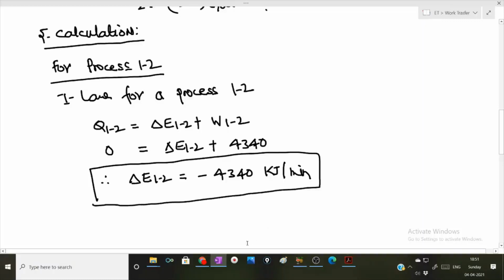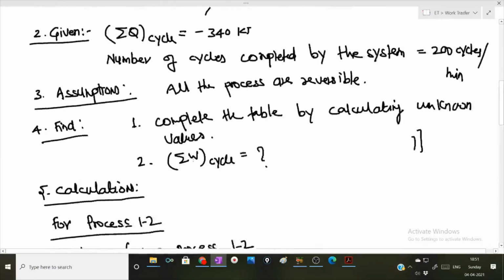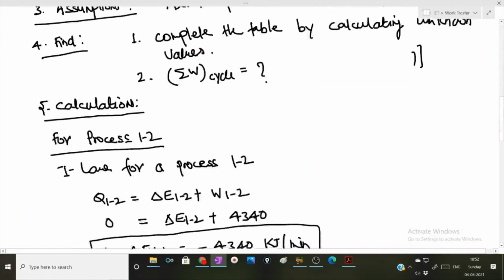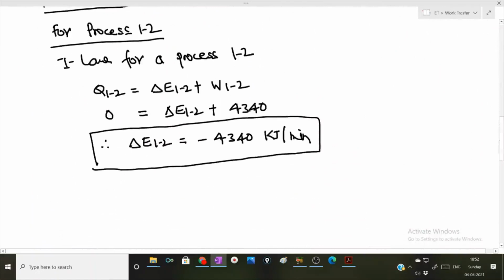Now why am I writing kilojoule per minute? Because units are also given, kilojoule per minute for Q and W. So be sure about the unit. So this will be the required answer for process 1 to 2. And the comment is total energy is decreasing during the process 1 to 2.